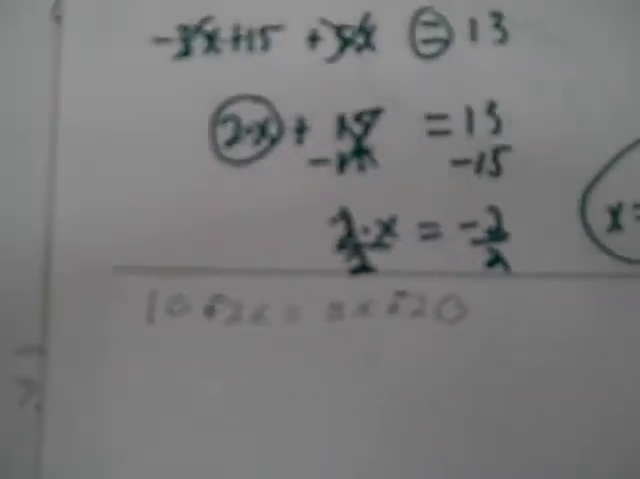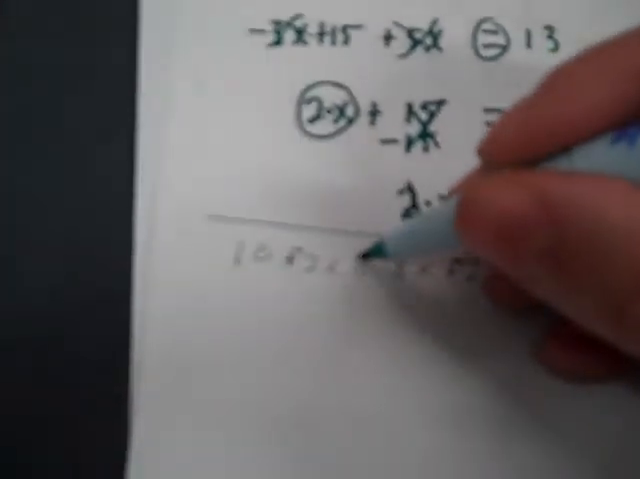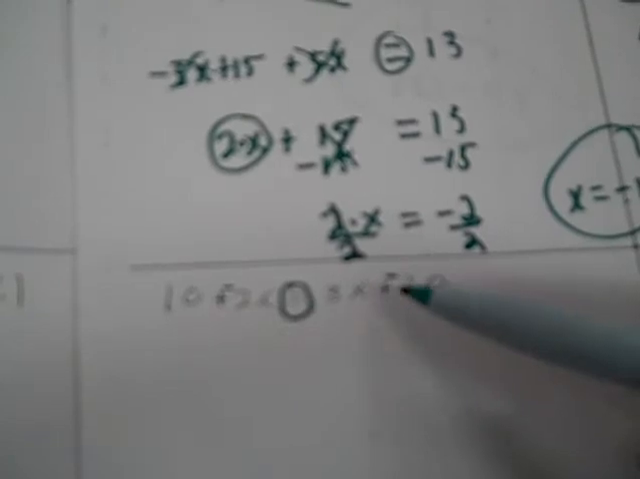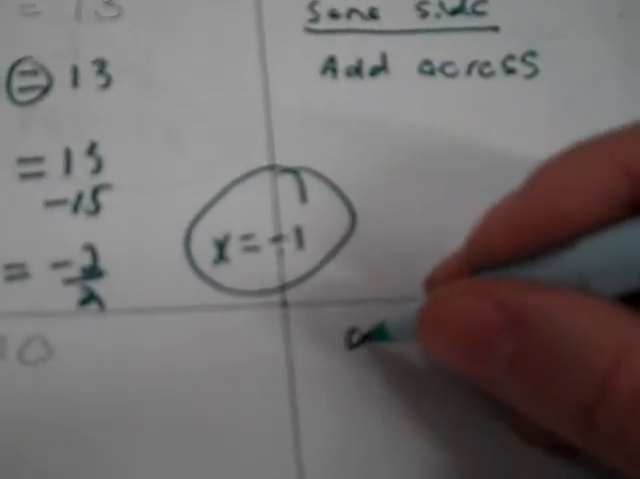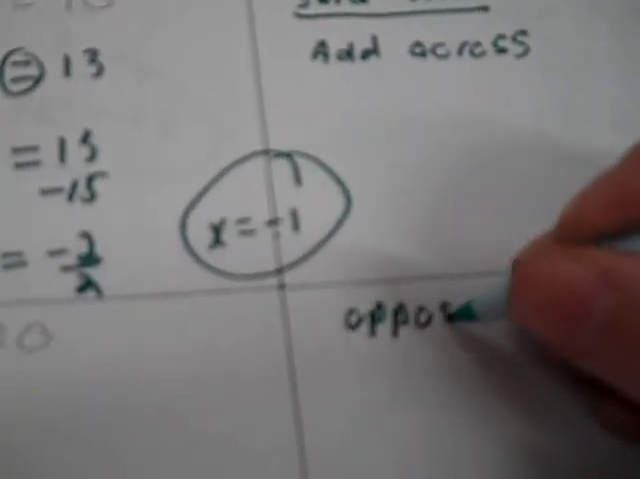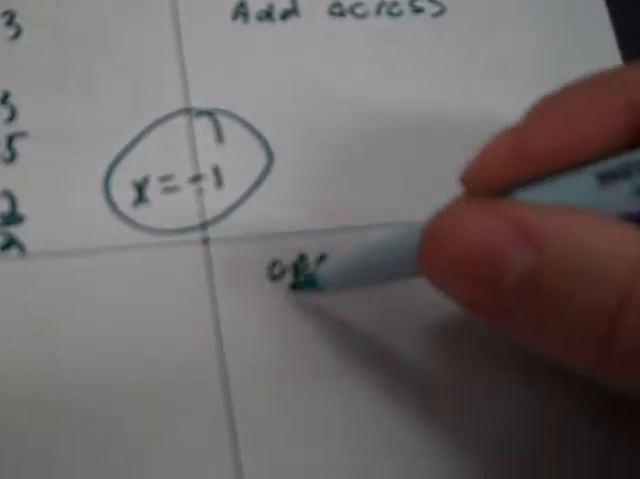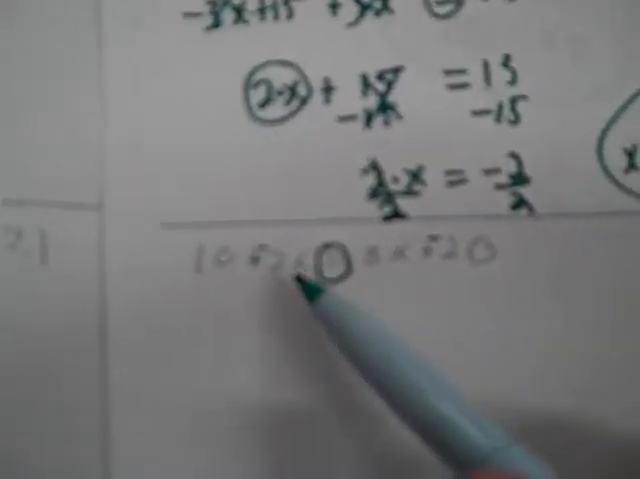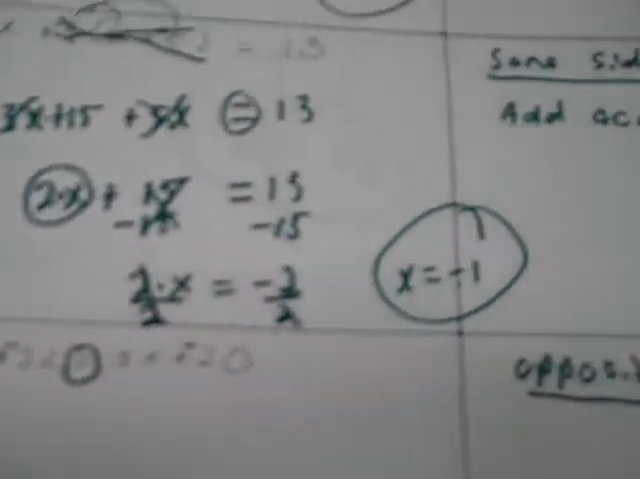Okay, my next problem. Again, I can't dot the x because we have a negative 2x and a 3x. This time they're not on the same side. They're on opposite sides. So if the variables are on opposite sides, we can't just add across. If you just take negative 2 plus 3, that's incorrect.